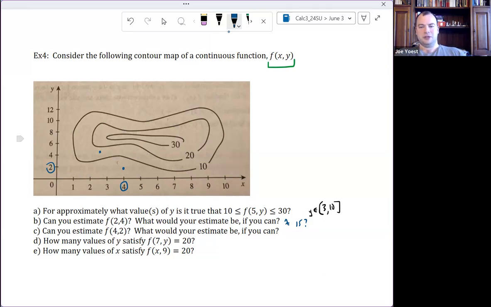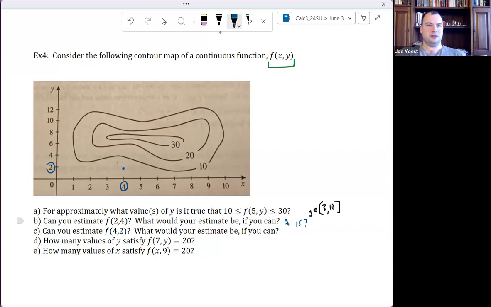But something like 4 comma 2, I mean, I guess strictly speaking, I'm not so sure. On one hand, I could say I can't really estimate the output of 4 comma 2 with as high a degree of certainty as I could estimate the output associated with the input of 2 comma 4.